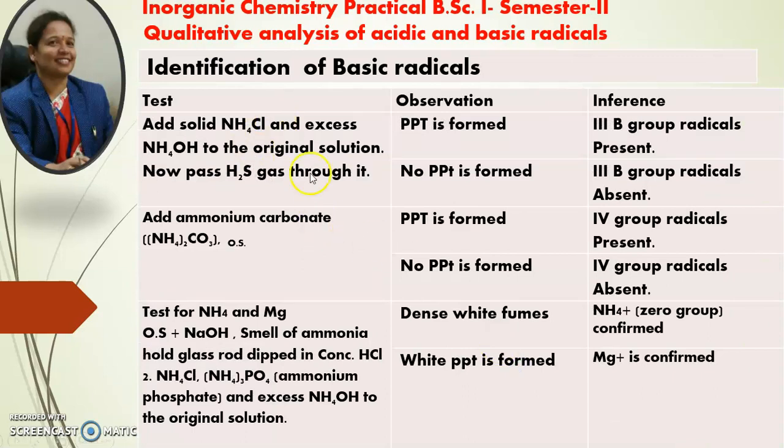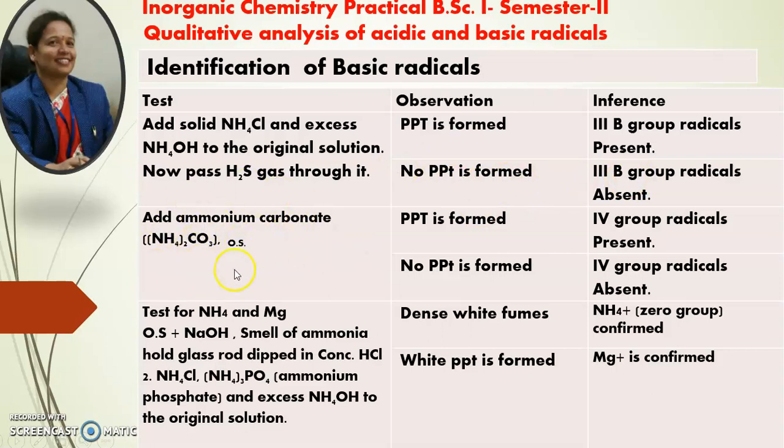Then for third B, again we have to pass hydrogen sulfide. That is, this group reagent is H2S, NH4Cl, NH4OH and H2S, and they can be precipitated out in the form of sulfide. If PPT is formed, then third B group radicals are present. If no PPT, third B group radicals are absent. Then we will go for the fourth group.